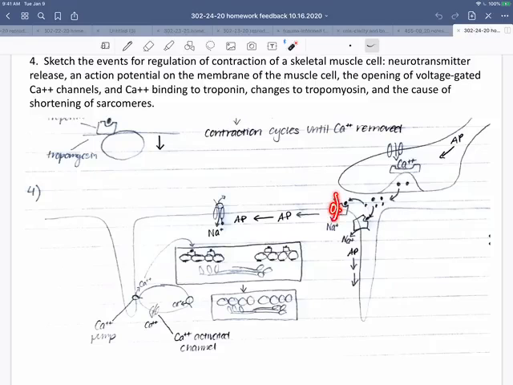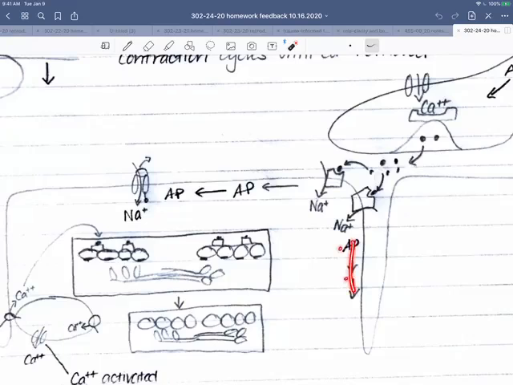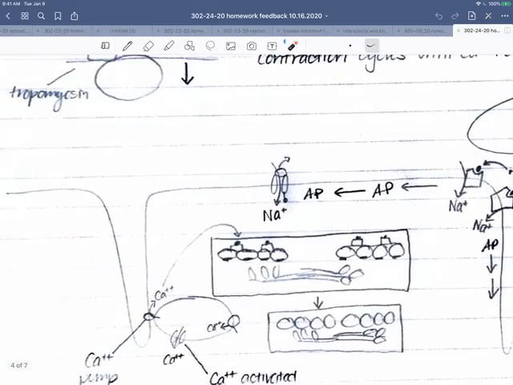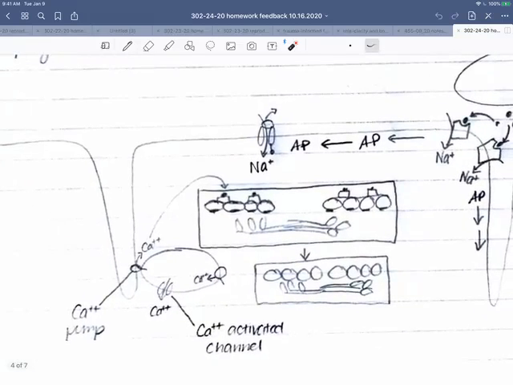So the receptor is a channel. Here's the sodium coming in. The AP spreads along the membrane. This is the T-tubule, and the membrane is spreading down along the T-tubule. Wherever it gets close to sarcoplasmic reticulum, which has calcium stores, the calcium is pumped in. It's an ATPase. So calcium is pumped in. We get calcium building up inside.